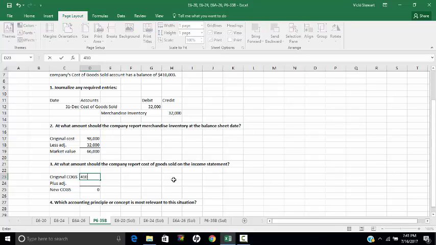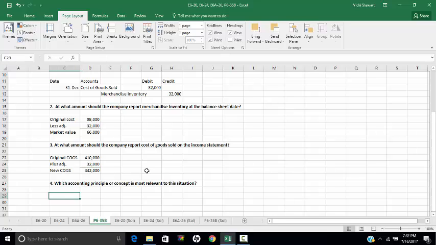The third part says, at what amount should the company report cost of goods sold on the income statement? The original cost of goods sold that we were given in the problem is $410,000. After we post the entry in Part 1, that will increase cost of goods sold by $32,000, the amount that the inventory has decreased in value. So the new cost of goods sold that will be reported in the income statement is $442,000.